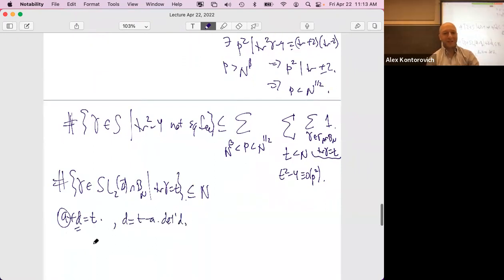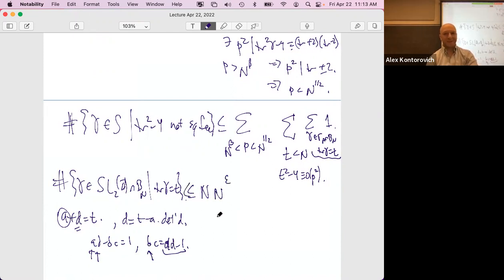And then BC: I have AD minus BC equals 1. So if A is determined and D is determined, then BC is equal to AD minus 1, whatever it is. It's a divisor sum. B is a divisor of AD minus 1. So that's N to the epsilon.